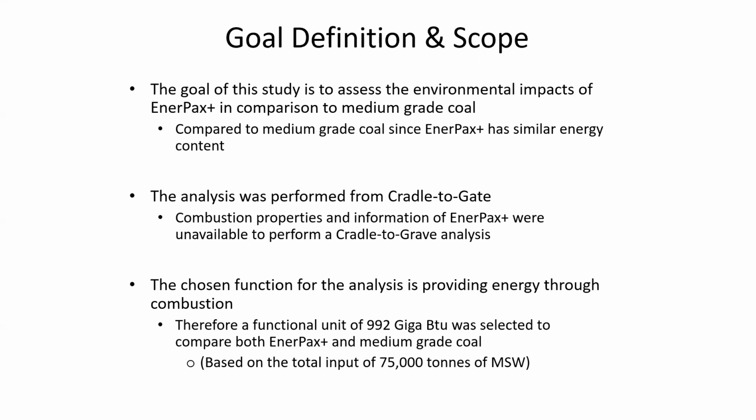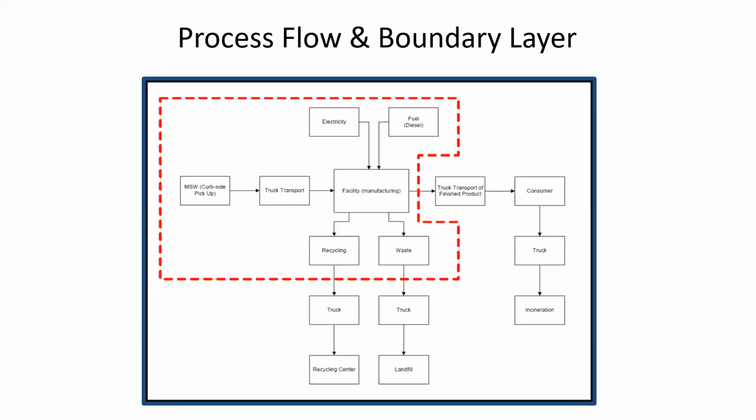Combustion properties and information on NRPAX were unavailable to produce a cradle to grave analysis, so we just use cradle to gate. The chosen function is to provide energy through combustion. We took a functional unit of 902 gigaBTU to compare NRPAX and medium-grade coal, based on a total input of 75 tons of MSW. So that's your process flow diagram.